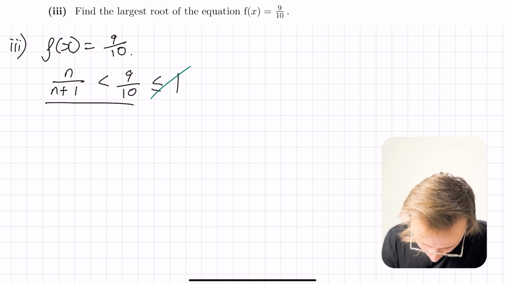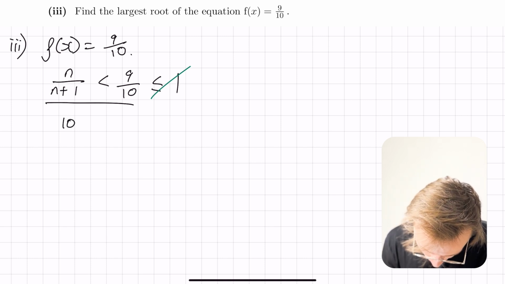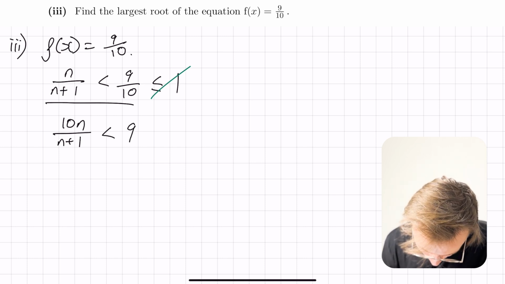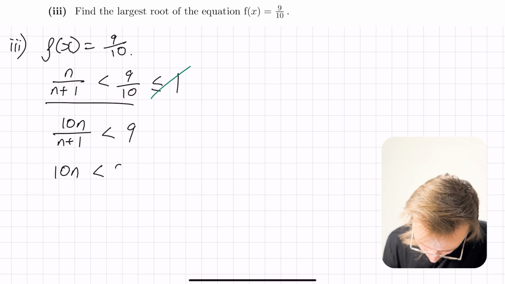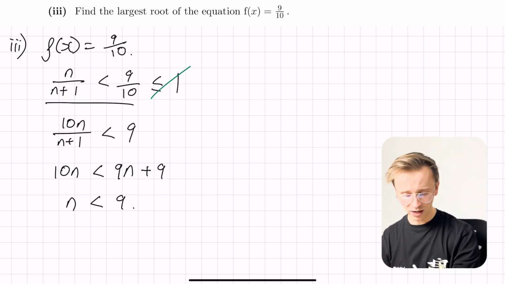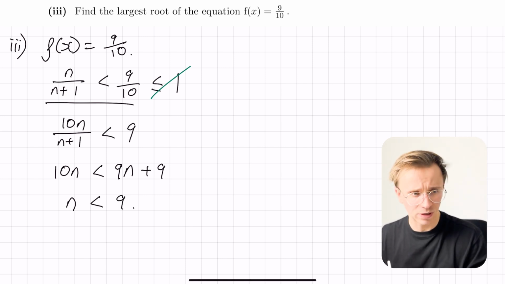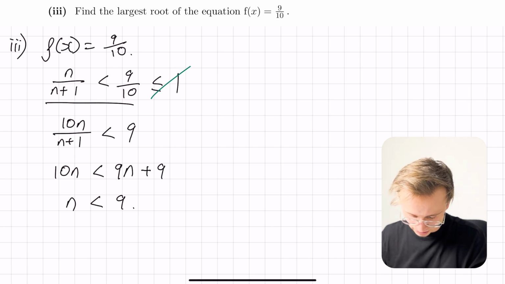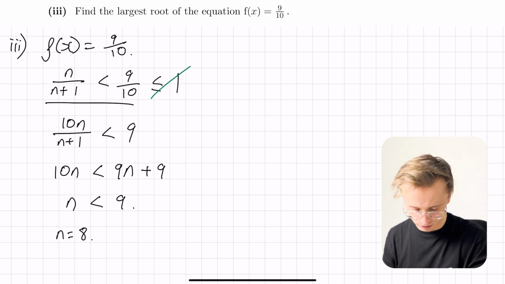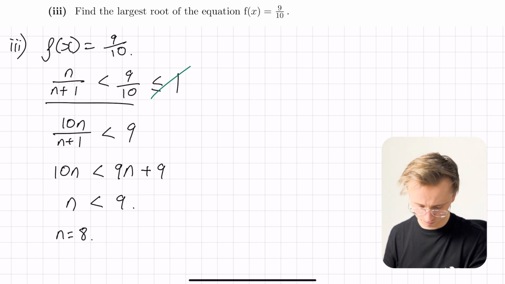If I multiply by 10 on both sides, I have 10n over n plus 1 less than 9. I then multiply by n plus 1: 10n less than 9n plus 9. Then I have n less than 9. So if I have n less than 9, that must mean I have a solution. So for n equals 8, I must have a solution, somewhere in the region between 8 and 9.